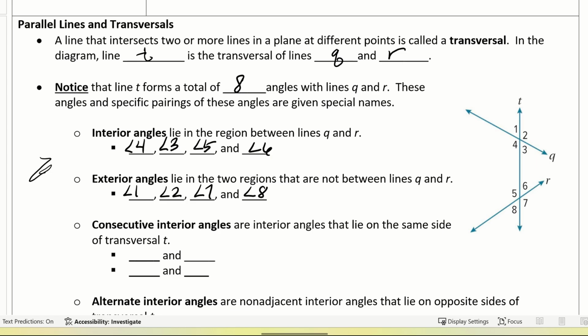Okay, so consecutive interior angles are on the same side. They are not equal to each other, but they are on the same side. So consecutive interior angles are angle 4 and angle 5. They're on the interior and then they're right next to each other. And then that would leave angle 3 and angle 6 as the other consecutive interior.